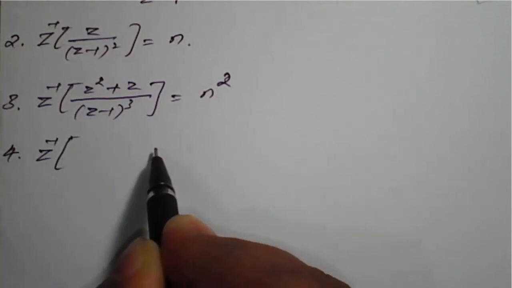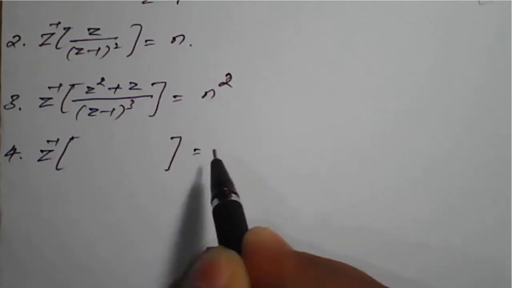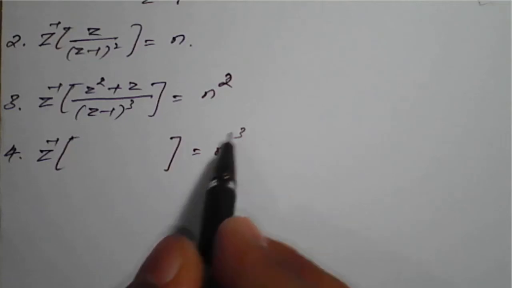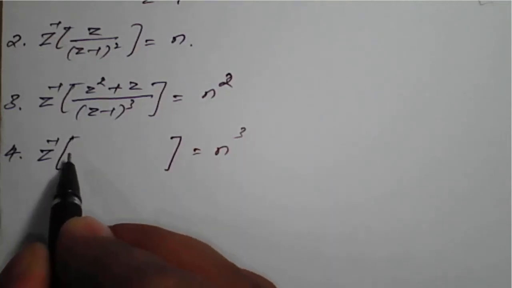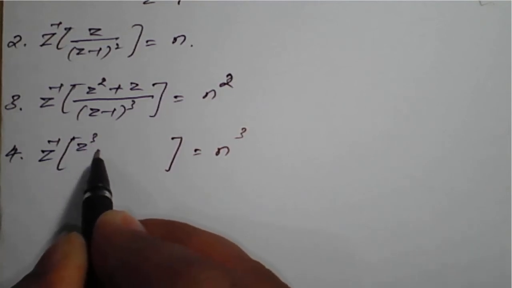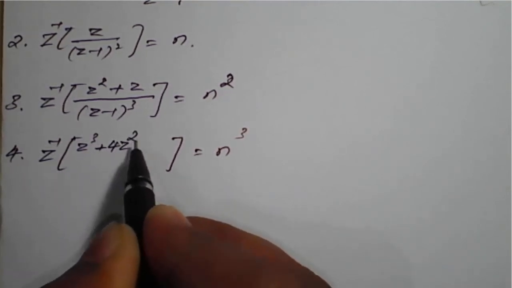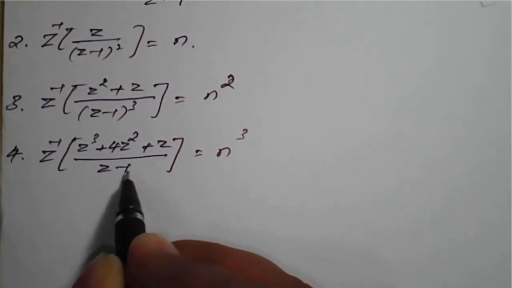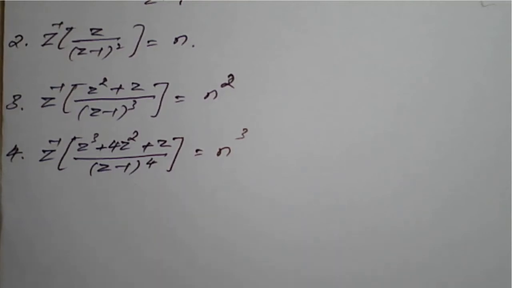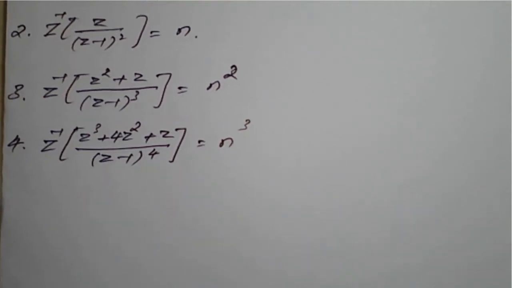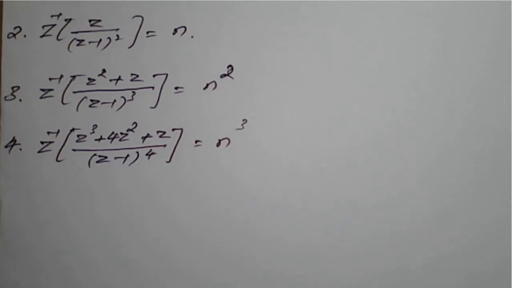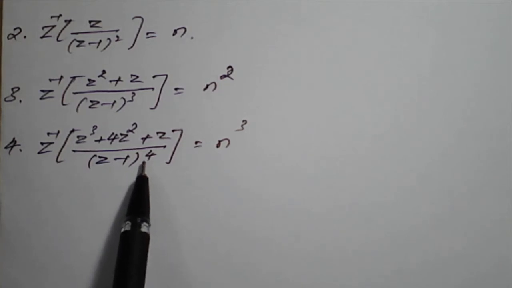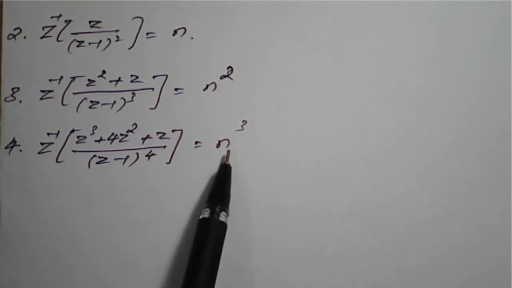Fourth one, Z inverse of n cube. Z transform of n cube, you know, is Z cube plus 4Z square plus Z divided by Z minus 1 raised to 4. So this is nothing but inverse Z transform of Z cube plus 4Z square plus Z whole divided by Z minus 1 whole raised to 4, which will be n cube.